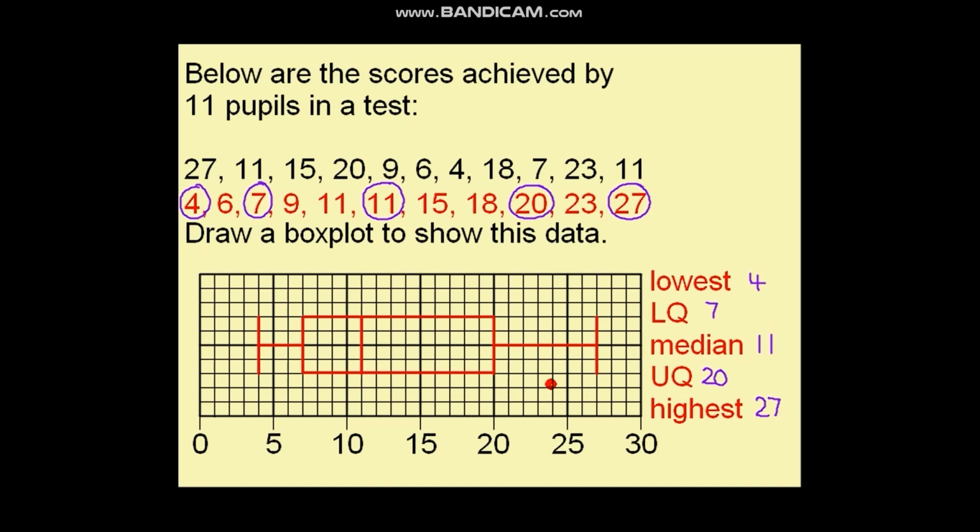We draw box plots because they help us visually represent distributions. We can see the median, the lower quartile and upper quartile, and the interquartile range is the length of the box. Because we've also got the lowest and highest values, the range is the whole length of the box plot.